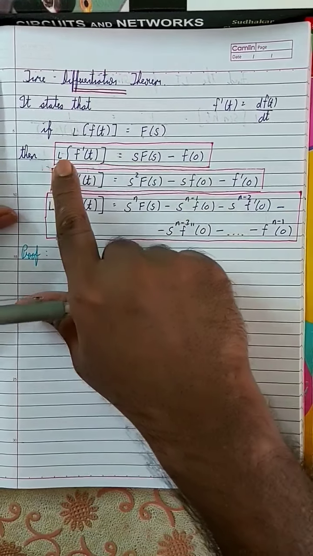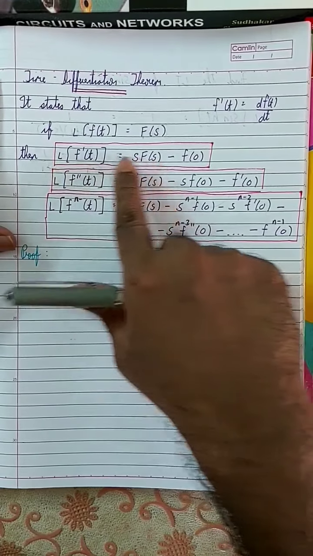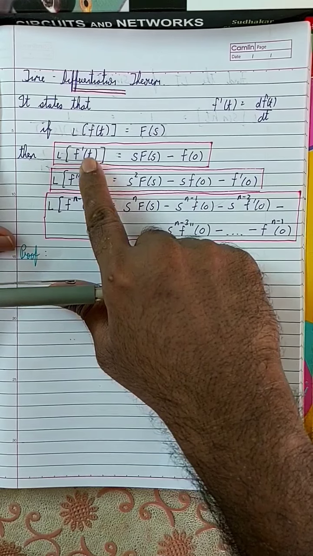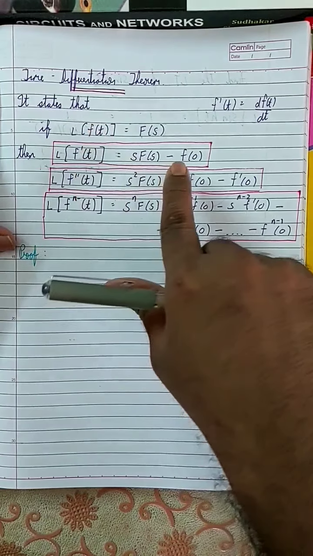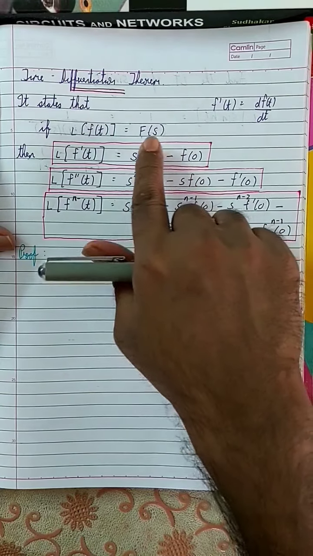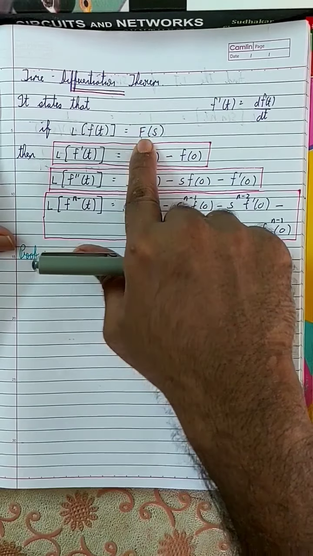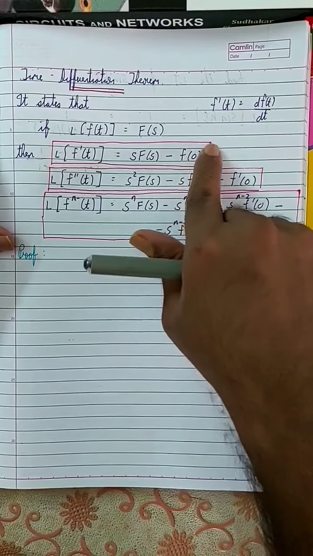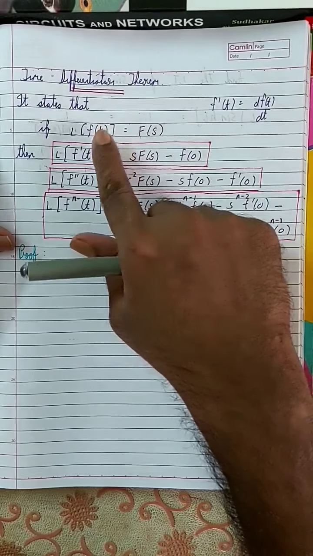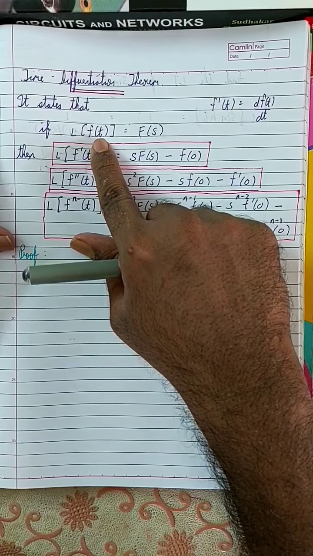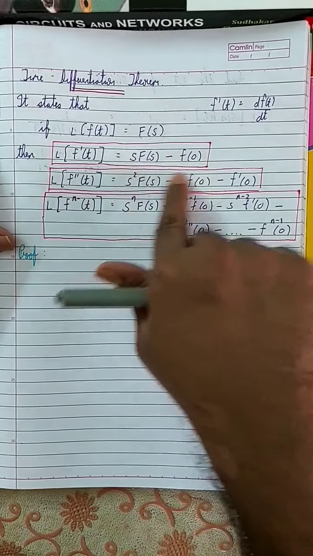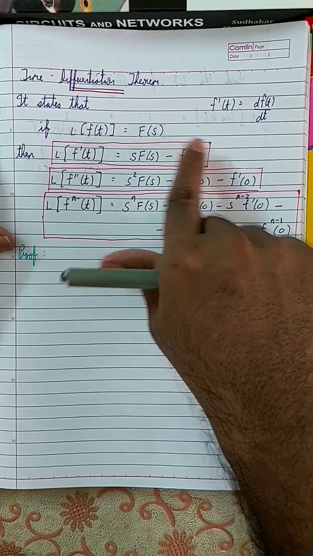So like I said, if you want to find the Laplace transform of the derivative of your function, you need to multiply your f of s, your Laplace transform, with s, minus the initial value of f of t, that is, the value of f of t when t is equal to 0, and substitute that over here. This will give you the Laplace transform of the derivative of your function.